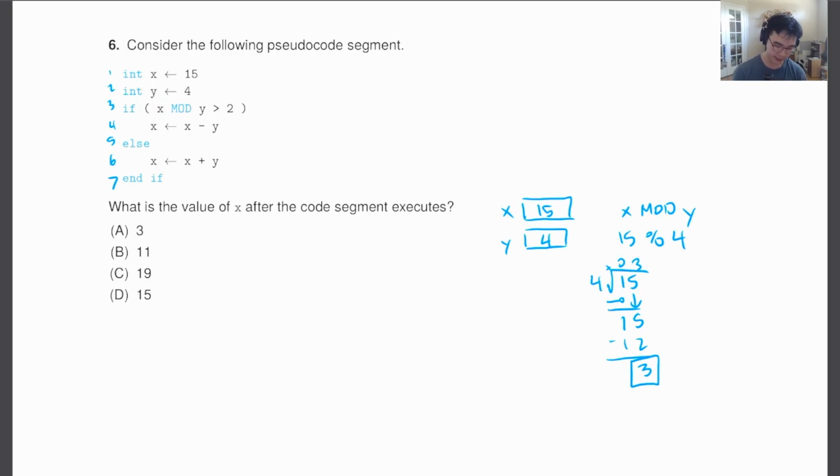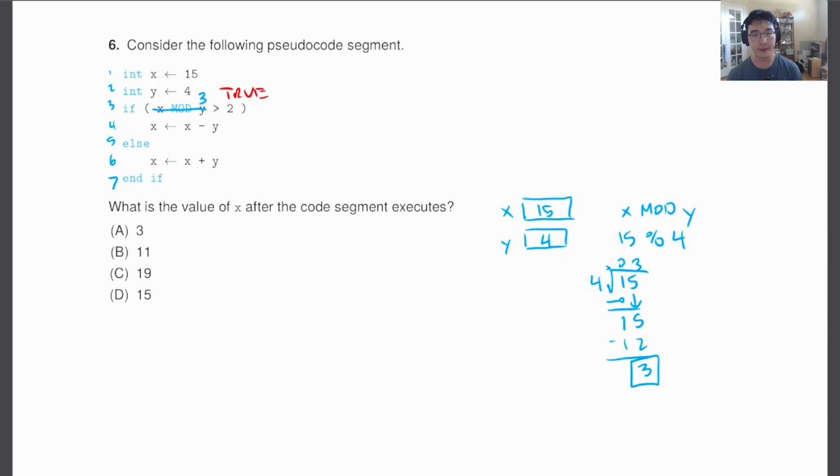So what you can do mentally, and I'm going to show you right here, is replace that with a 3, because that's the result: 15 mod 4 is 3. If you need an explanation of what mod is, go back to question 1. So is 3 greater than 2? True or false? It's true.